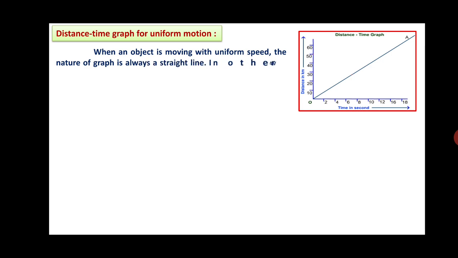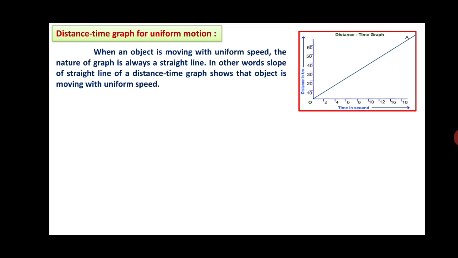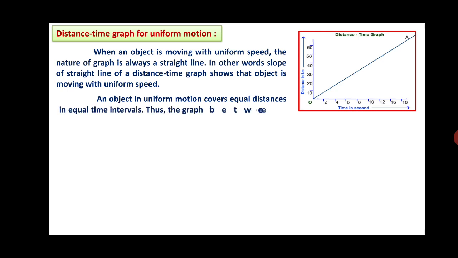Friends, now we'll see the distance time graph for uniform motion. You can see in the figure the distance time graph which is drawn as distance versus time. When an object is moving with uniform speed, the nature of the graph is always a straight line. Here in the adjoining graphical figure, you can see this one. In other words, the slope of the straight line of a distance graph shows that the object is moving with a uniform speed. An object in uniform motion covers equal distances in equal intervals of time. Thus, a graph between distance and time is always a straight line.